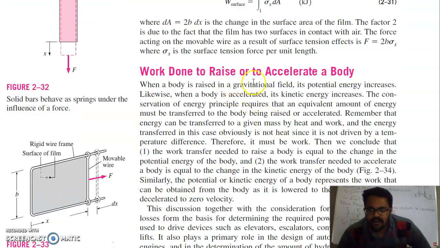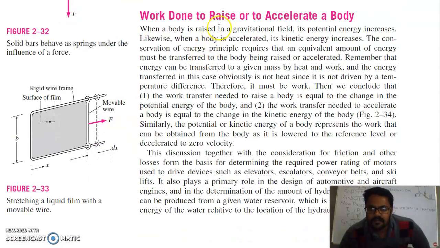Next is the work done to raise or accelerate a body. This is the type of work we came across where we have to lift a body against the gravitational force. If you have to lift even your own weight, sitting on a chair, you have to raise yourself, so you have to do some work. Or if you have to lift a bucket of water, you have to supply some work. When a body is raised in a gravitational field, its potential energy increases, and when a body is accelerated, its kinetic energy increases. The conservation of energy principle requires that an equivalent amount of energy must be transferred to the body being raised or accelerated.